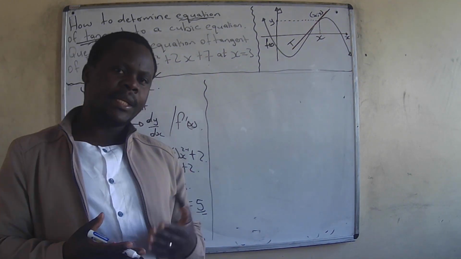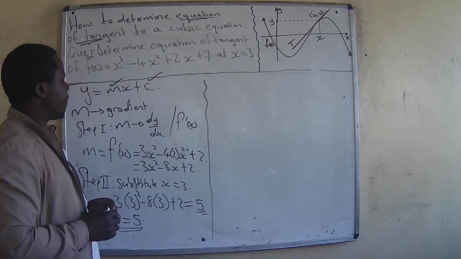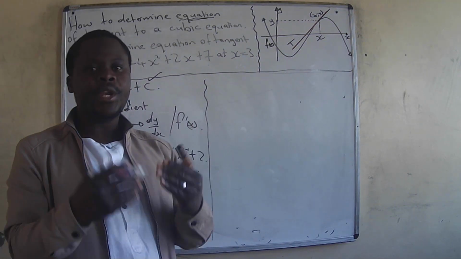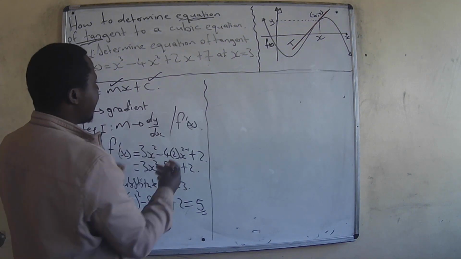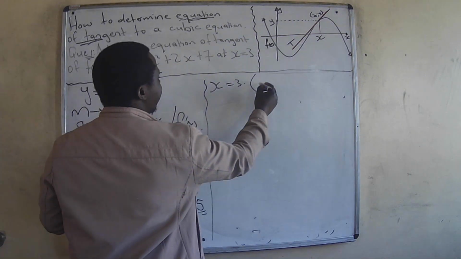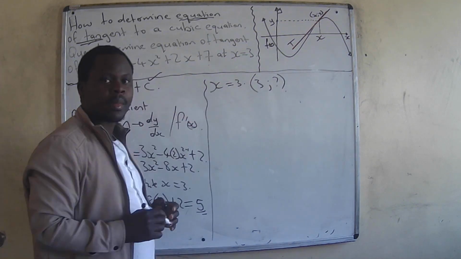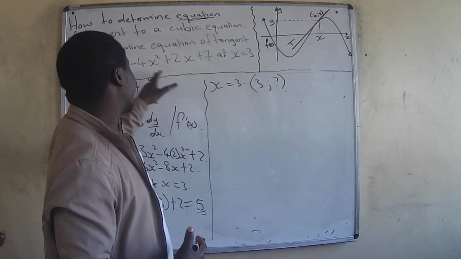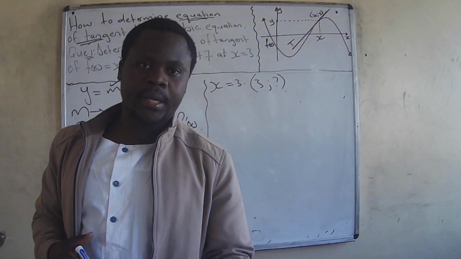So since our gradient is equal to 5, the next step is to find the value of c. To find the value of c, we need a common point along f of x. But let's take a look at this. Already we are given x equals 3, which means the coordinate is not complete. There is no y value here. So since there's no y value, what are we going to do? We are going to substitute 3 into the cubic equation so that we can get a corresponding y value to the function. Let us do that.